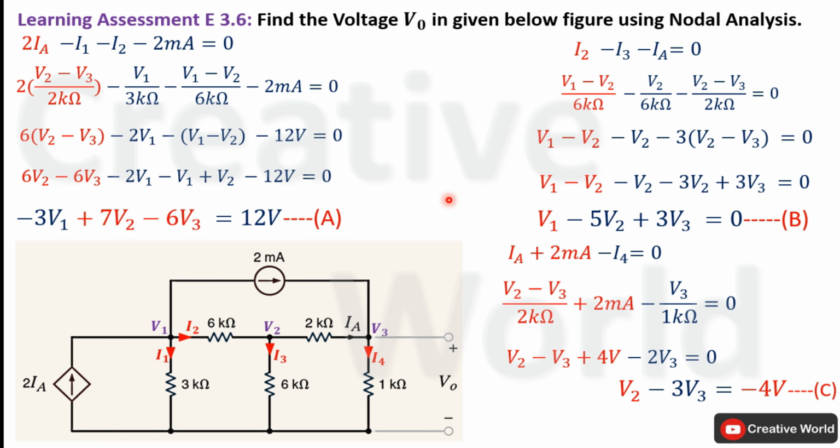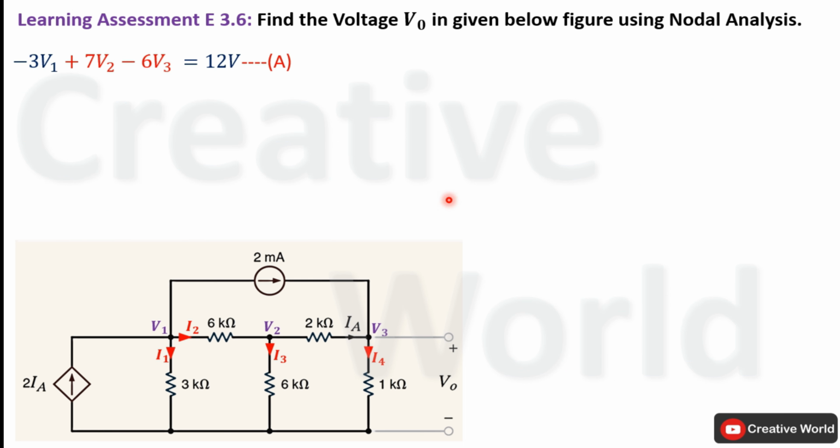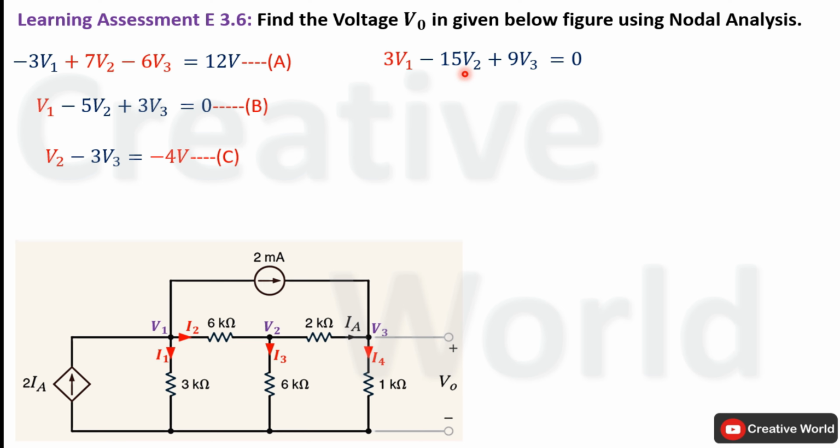Up to this point, we have calculated 3 node voltage equations for this particular network. Now we have to solve these equations in order to calculate this node voltage V3, that is equal to V0, because this voltage is appearing across the 1 kilo ohm resistance and V0 is also the voltage across the 1 kilo ohm resistance. In order to solve these equations for voltage V3, first of all we will multiply equation B with 3. The equation will become 3V1 minus 15V2 plus 9V3 equal to 0.